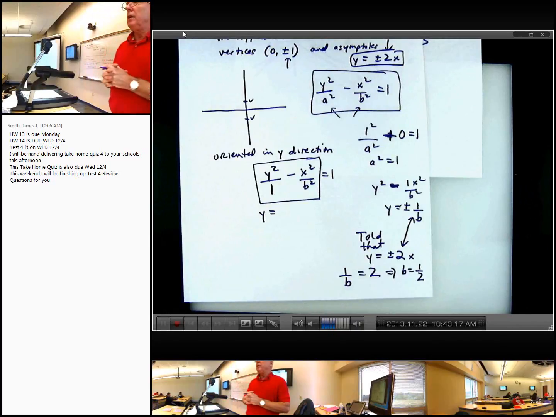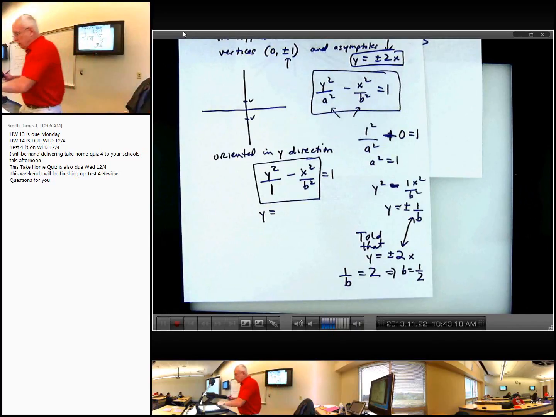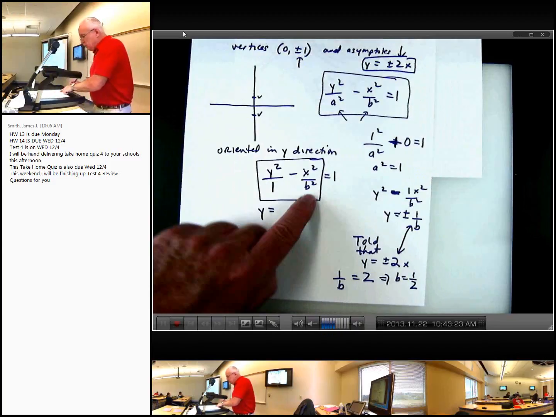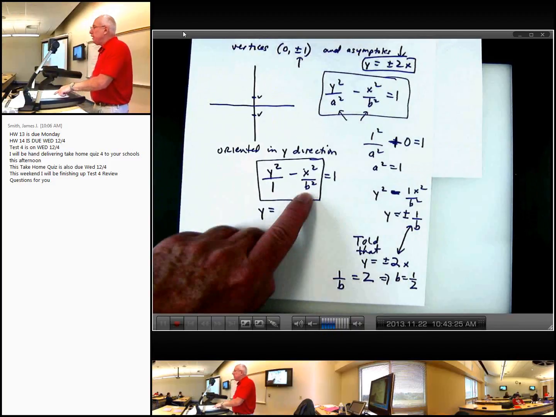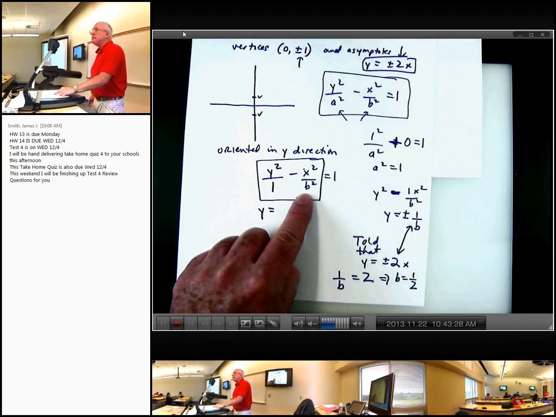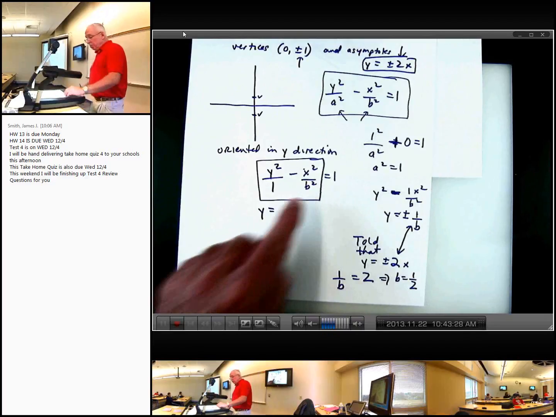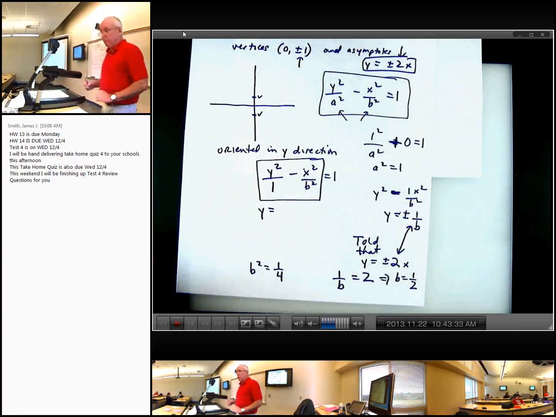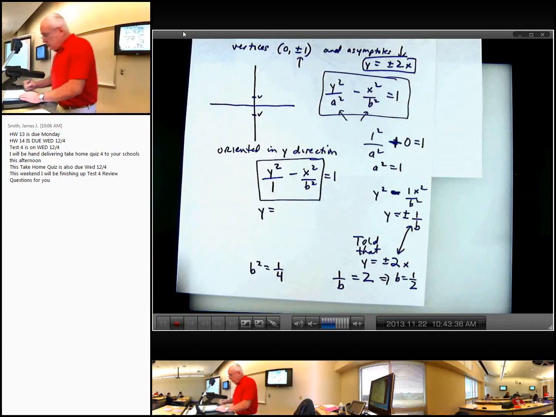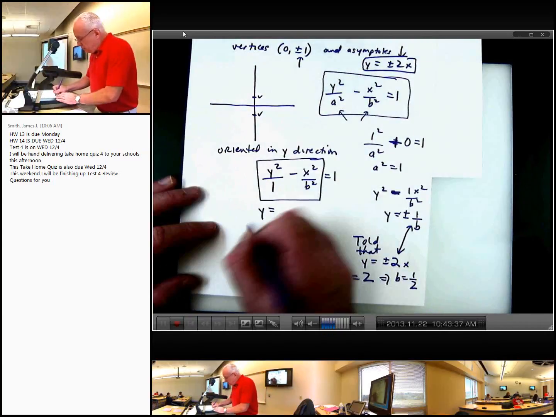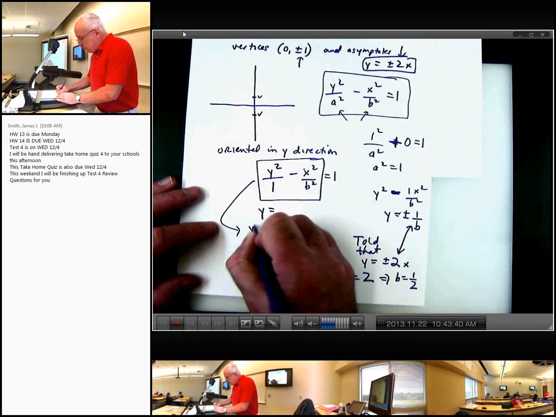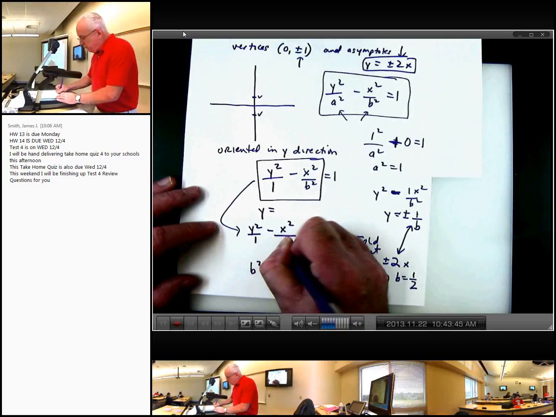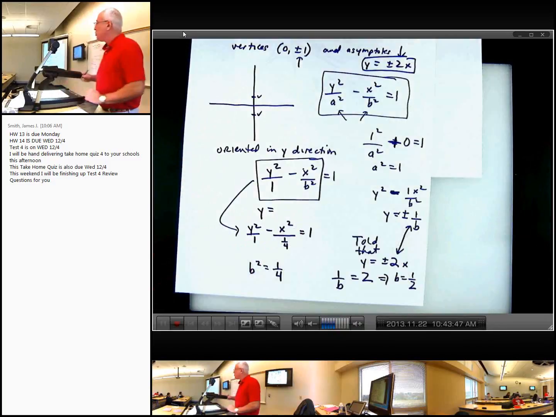We following with that? Okay, so b is 1/2. I have to be a little careful here with your arithmetic. b is 1/2, but what we want to put down here for our equation is the square of that. So b squared is equal to 1 over 4. Okay? So what have we now developed? y squared over 1 minus x squared over 1/4 is equal to 1.